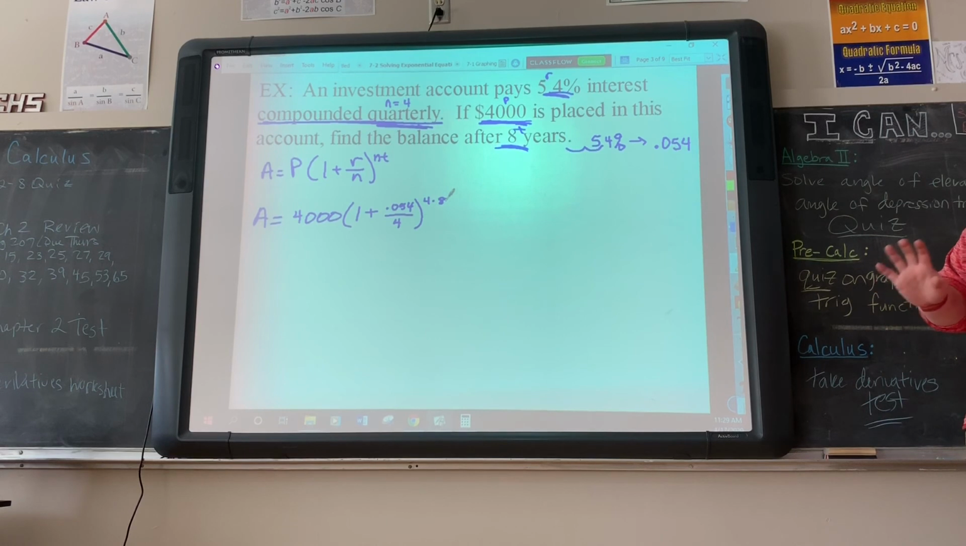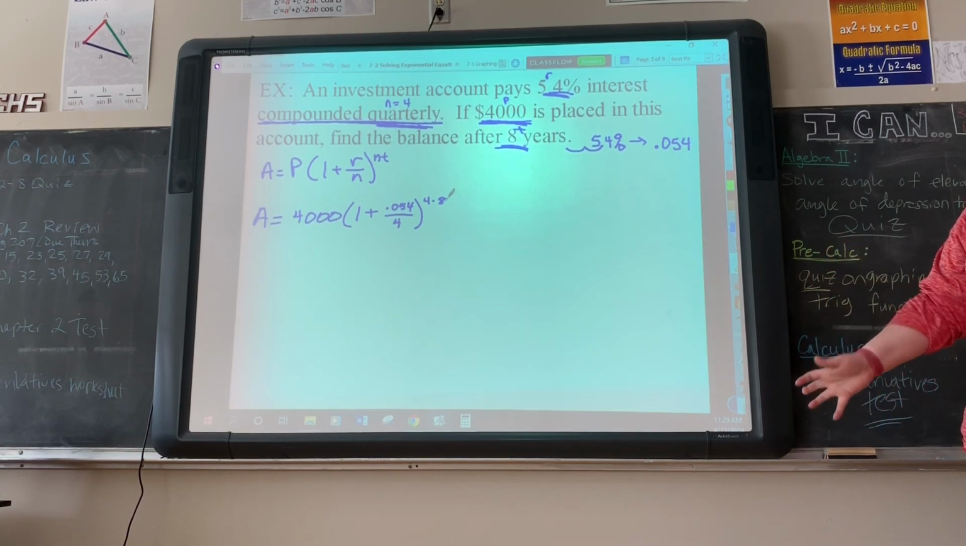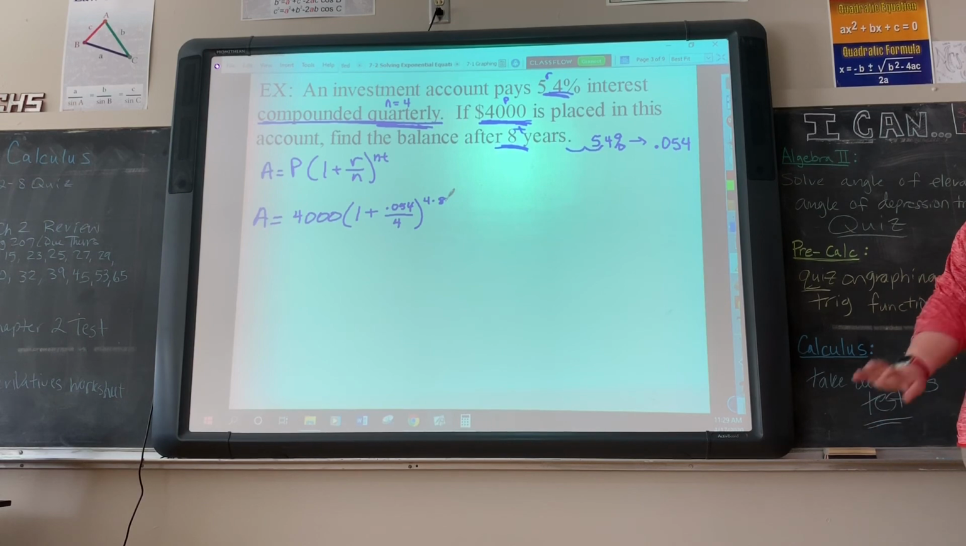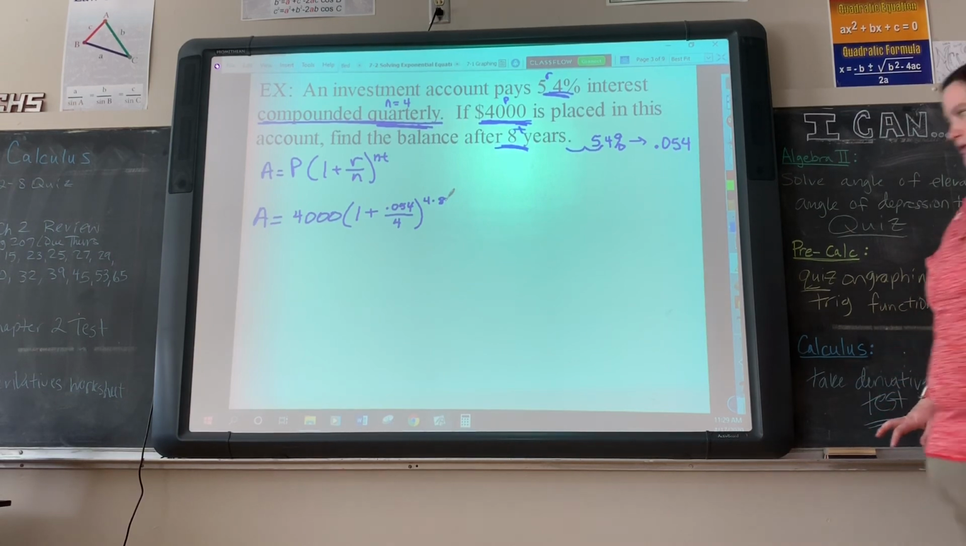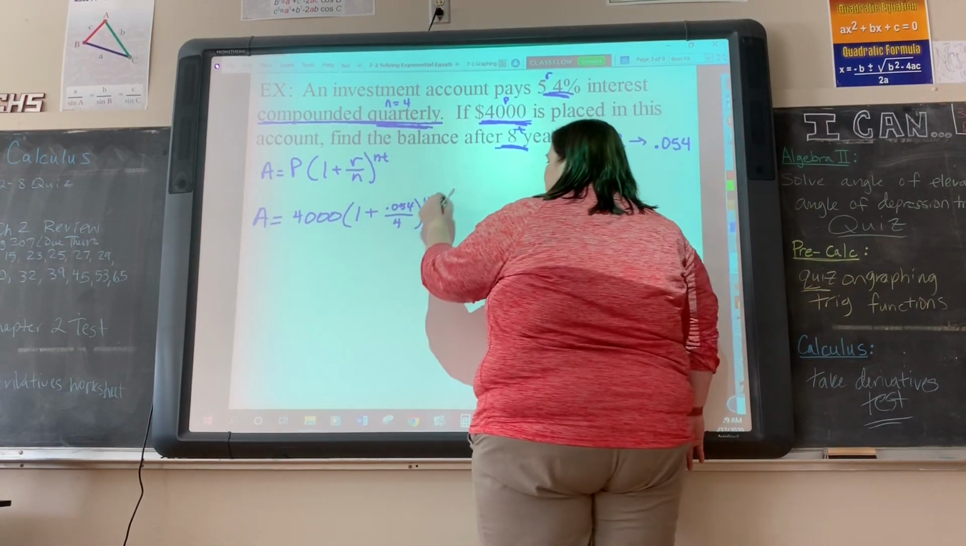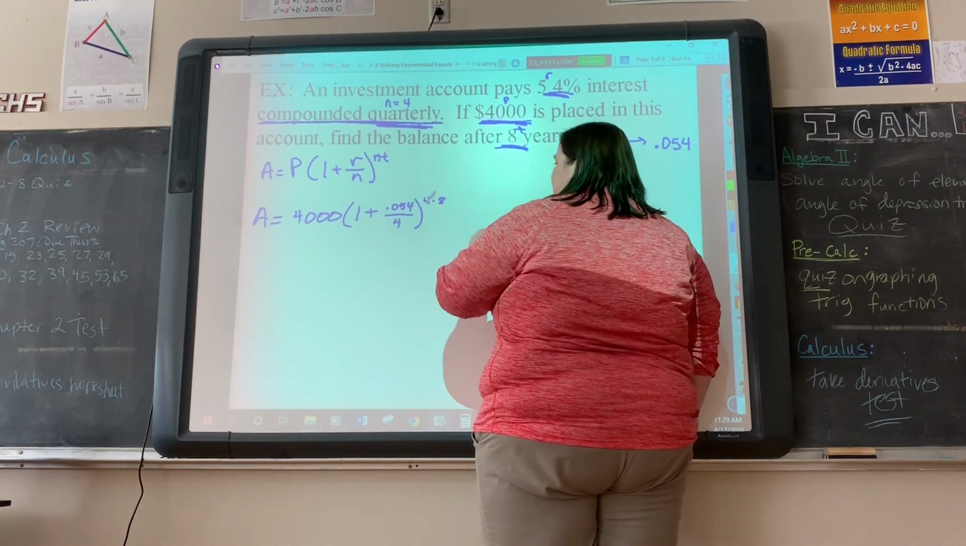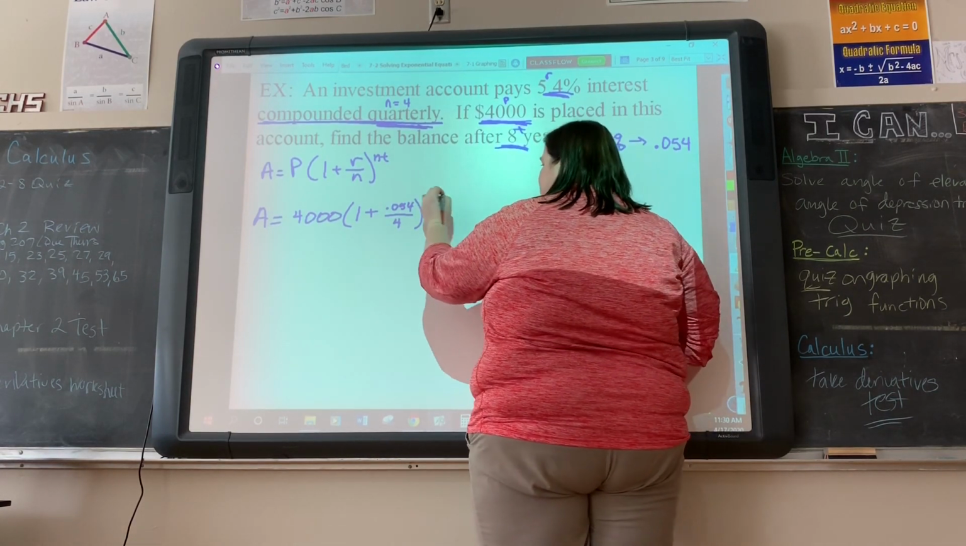Now, before I start solving anything, the biggest thing that would mess this up if I'm trying to do it in my calculator is the exponent. Because if you try to just type exponent 4 times 8, what the calculator ends up doing is taking it to the 4th power and then taking the whole thing times 8, which is wrong. So the first thing I actually do is I multiply this exponent out.